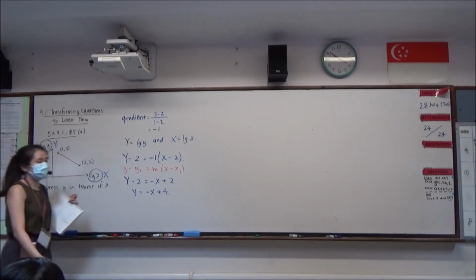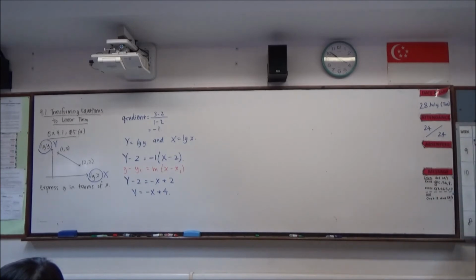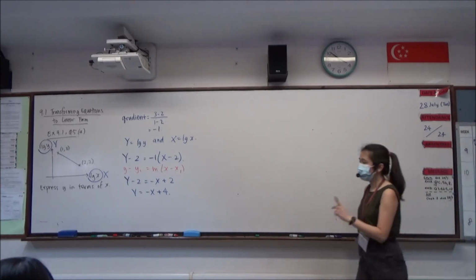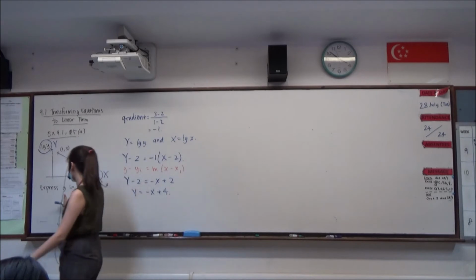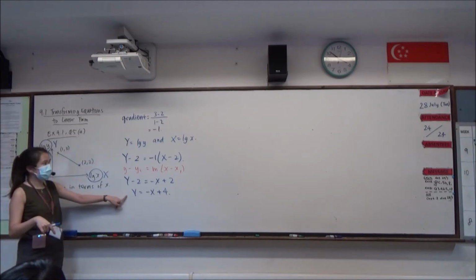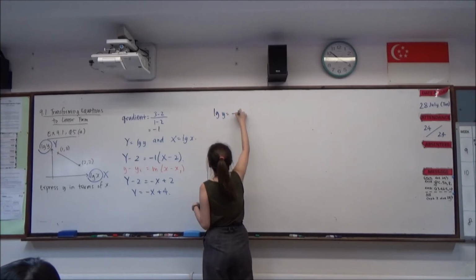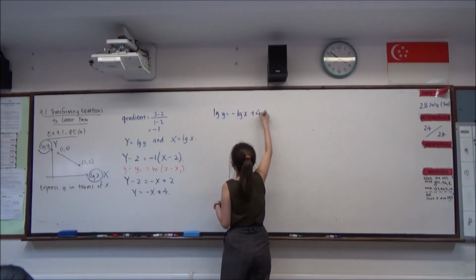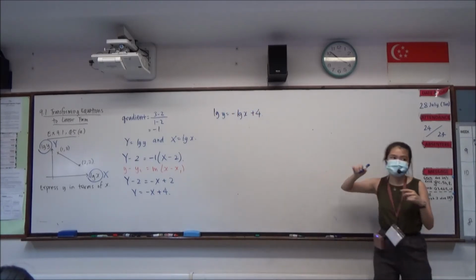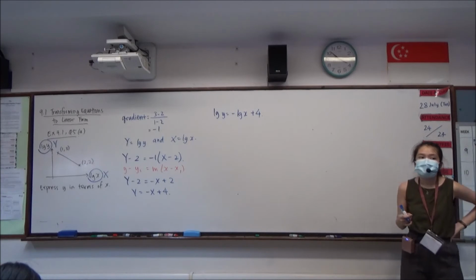So I have the linear equation now for the graph that we've been given already. Our aim is to actually express small y in terms of small x, not big Y in terms of big X. So what this means is that I need to change the big Y and big X. So I'm going to arrive at this.